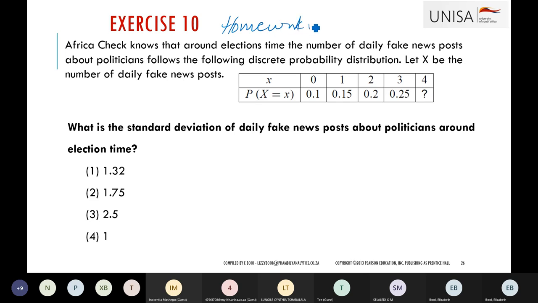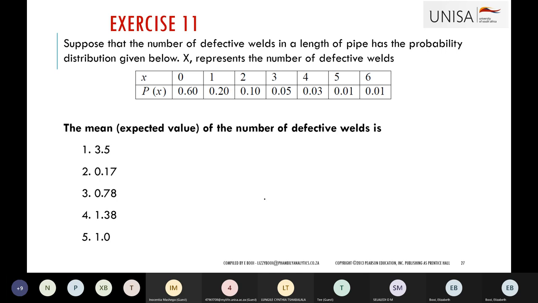I want to give you one that you can do in 5 minutes. You can calculate number 11. What is the expected value of the value of effective wealth? That you can do now.